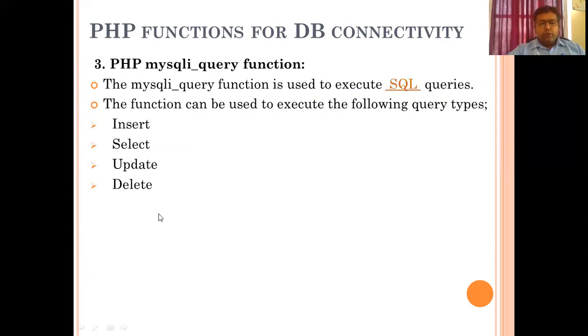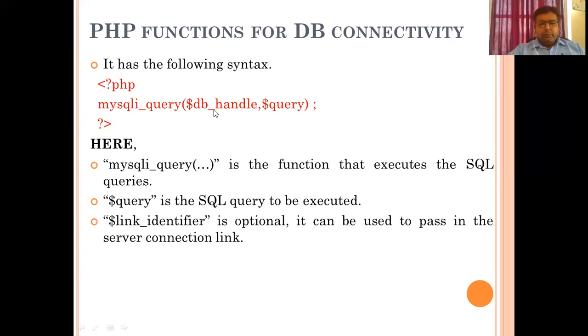From this code, you have to write insert, select, update, and delete, or you can write the full query also. Before writing this, you can write $query equal to select from this database, or insert this thing in the database. The whole SQL query you can write, and after that, that variable you have to pass over here. But before providing the variable, you have to provide the value to this variable, right? So $query is the SQL query which is to be executed, and link identifier is optional. It can be used to pass in the server connection link.